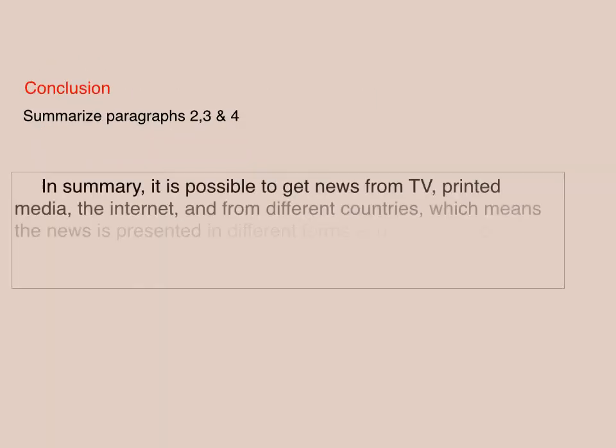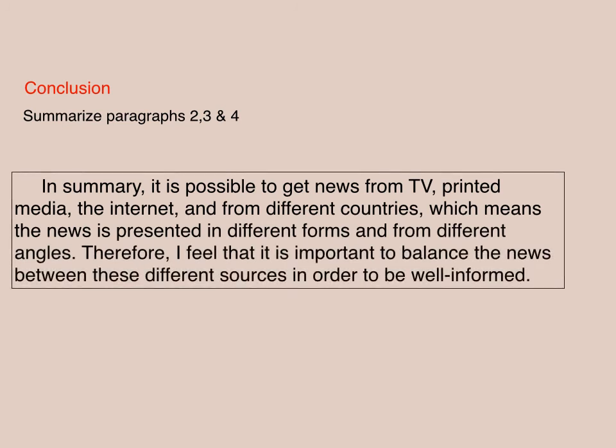So finally, we have the conclusion paragraph. And we just summarize paragraphs 2, 3, and 4. So this is what we've done. In summary, it is possible to get news from TV, printed media, the internet, and from different countries, which means the news is presented in different forms and from different angles. Therefore, I feel that it is important to balance the news between these different sources in order to be well informed.